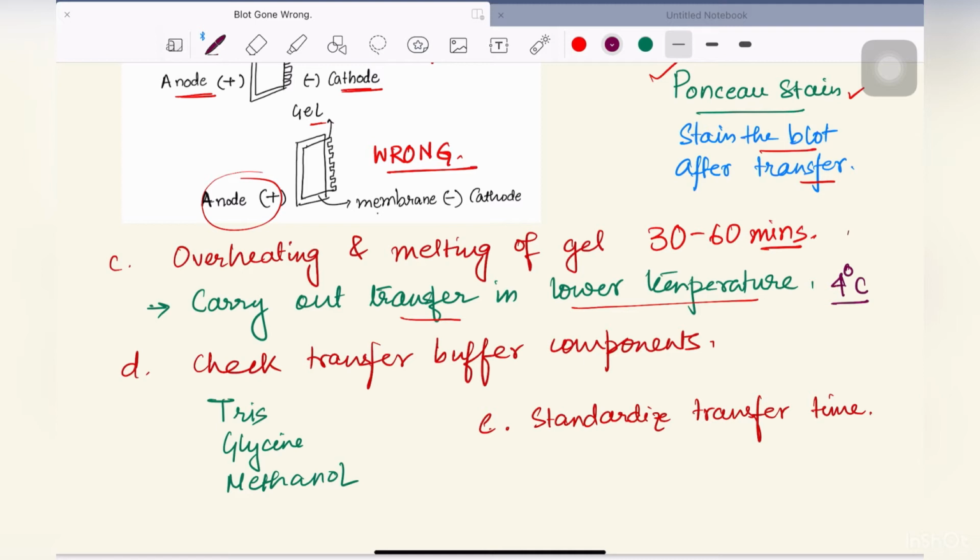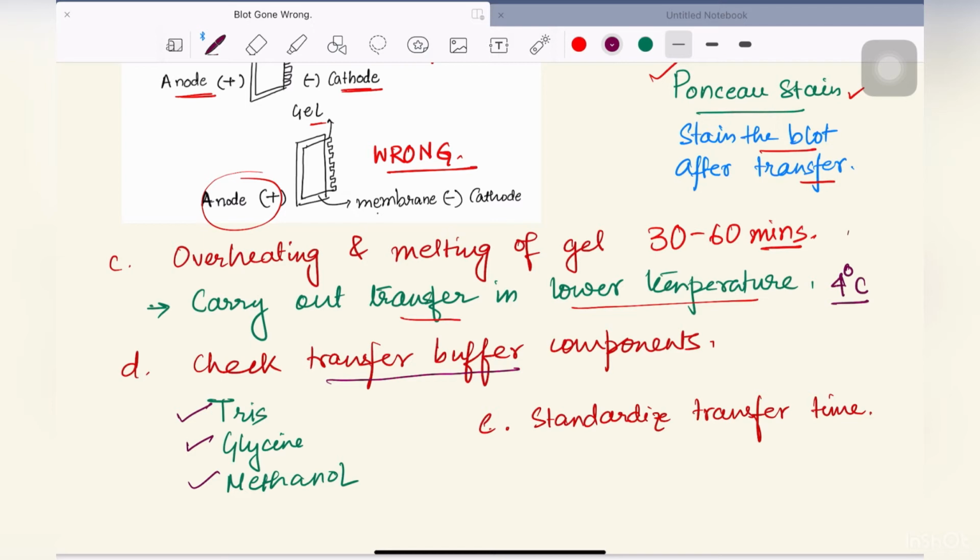That is one thing. Another is that if your transfer is not occurring correctly, there are many things that you can check. One is your transfer buffer components. I had discussed in my previous video as well, transfer buffer contains Tris, glycine, and methanol. So check your components properly, whether they are correct or not, and then prepare the transfer buffer freshly so that your transfer can be carried out easily and smoothly.